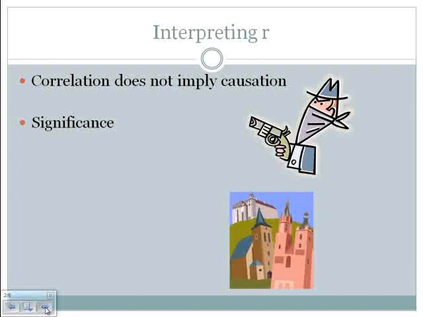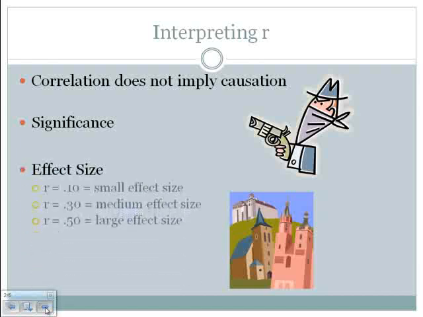So another thing that we need to think about in terms of interpreting R is significance, or statistical significance. For now, just know that we can do hypothesis testing or significance testing for our correlation coefficient. And if we do, we are answering the question, is the correlation significantly different from 0? And there might be instances where that is something that we are interested in.